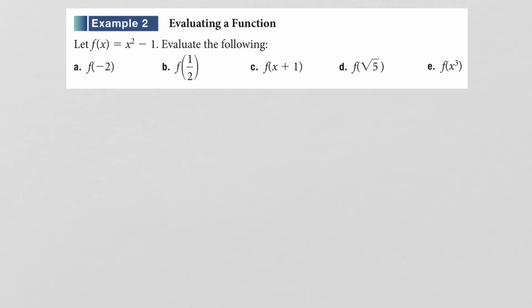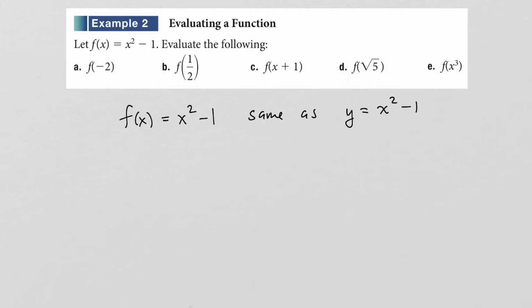So in our next example, we're going to get a little bit more mathematical now. For these functions, we're going to assume that f of x, the function, is defined by the equation x squared minus 1. And we just want to evaluate the following. So let's talk about this real quick. When we say f of x is equal to x squared minus 1, this is the same as saying y equals x squared minus 1.